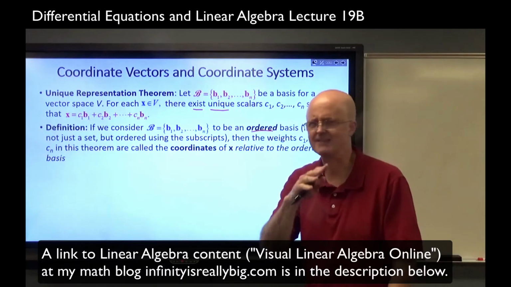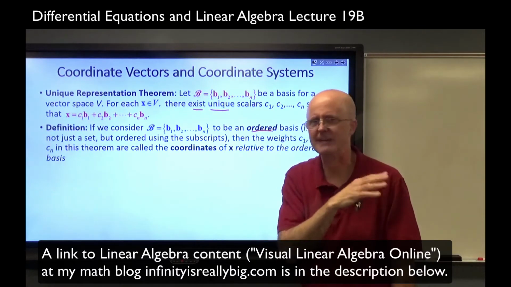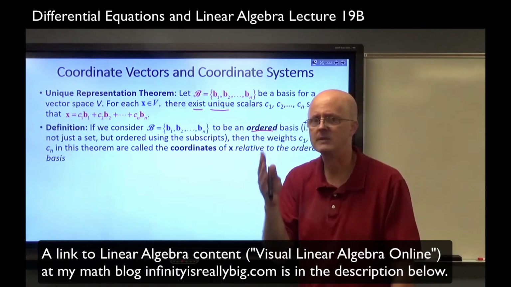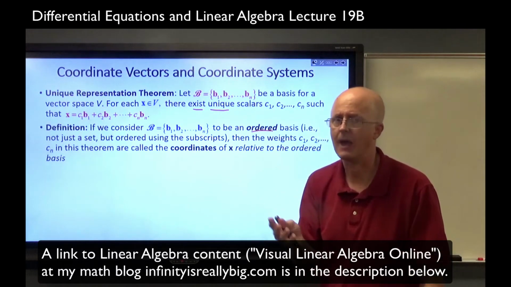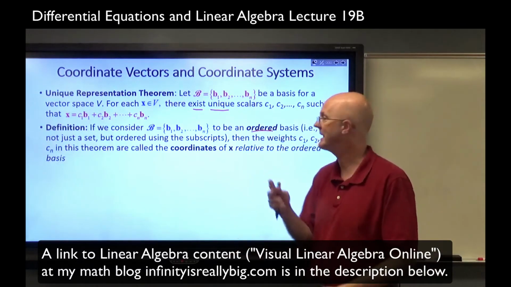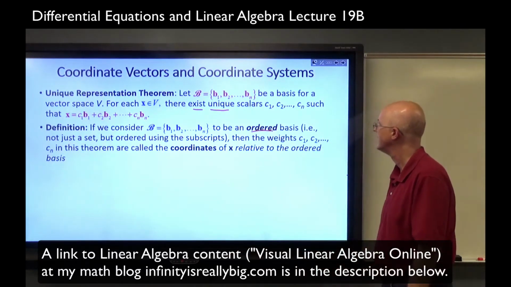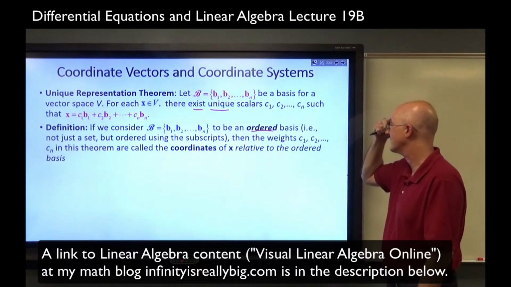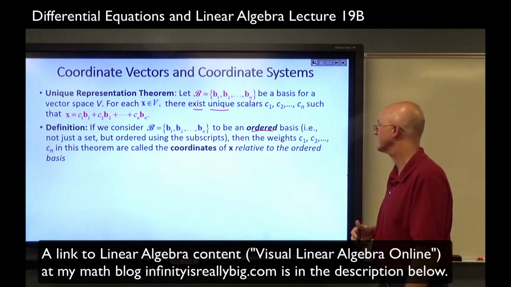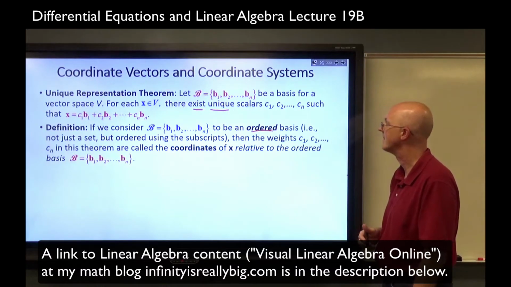Not, again, that b1 is less than b2 or less than b3. That's not what I'm talking about. I'm just meaning I picked some order. I could have picked a different order. But I picked some fixed order. Then the weights, the c's from the theorem, are called the coordinates of x relative to the ordered basis B.